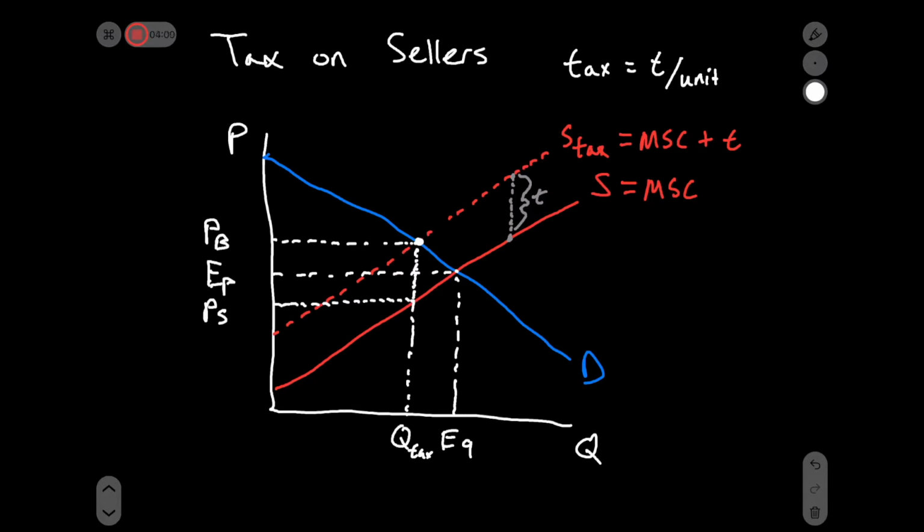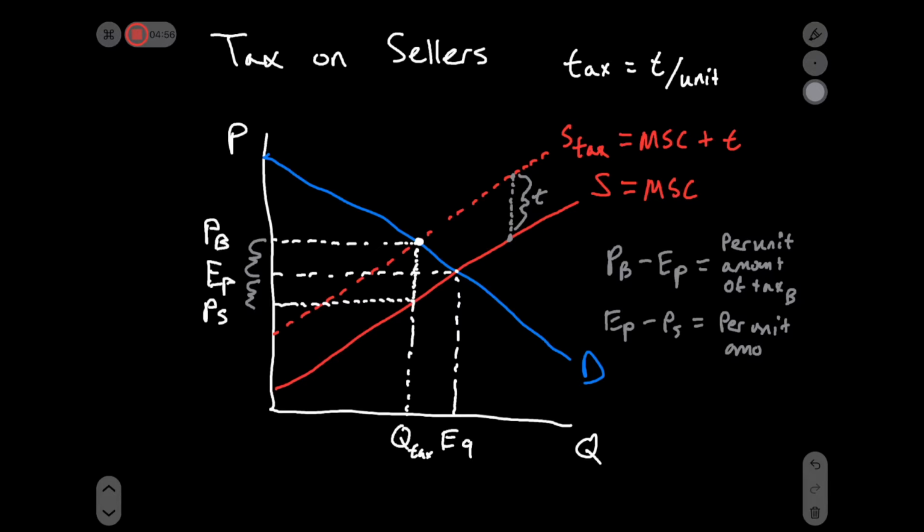So, now that we've got all of this written out, let's examine some things here. I'm going to label a few spots. This amount here, P sub B minus the original equilibrium price, is equal to the per unit amount of the tax that buyers pay. So maybe I'll put tax sub B. This amount, which is the equilibrium price minus the price that sellers receive, is the per unit amount of tax paid by sellers.